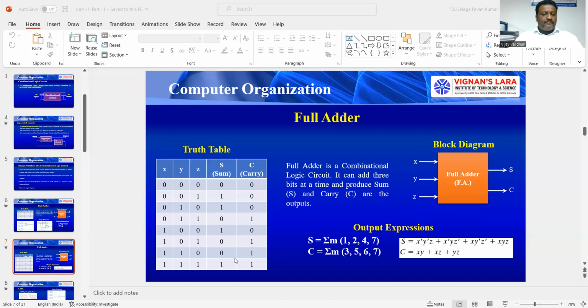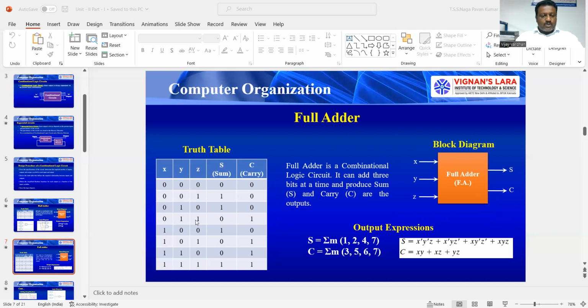Coming to the truth table of the full adder, by using 3 variables, we are getting 8 different combinations. That is 000, 001, 010, 011, 100, 101, 110, and 111. Now, if you add these 3 bits, 0 plus 0 plus 0 is 0, carry 0. 0 plus 0 plus 1, only one 1 was present, so sum is 1, carry is 0. 0 plus 1 plus 0, again only one input was 1, so sum is 1, carry is 0.